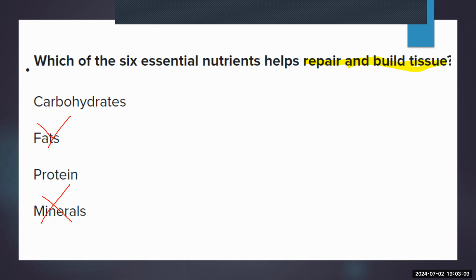They tell you to eat them right before you work out, right? That's because carbs are going to be your primary source of energy. Your proteins are going to help build and repair the tissues, but your carbs are going to be your main source of energy. So our correct answer here is protein.